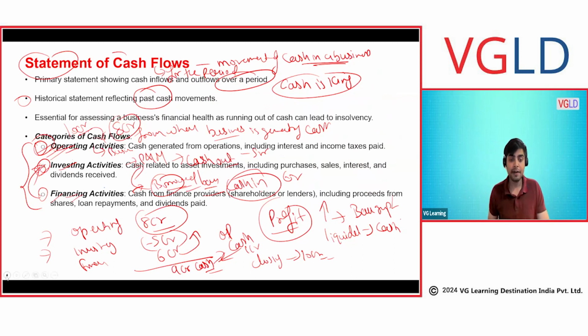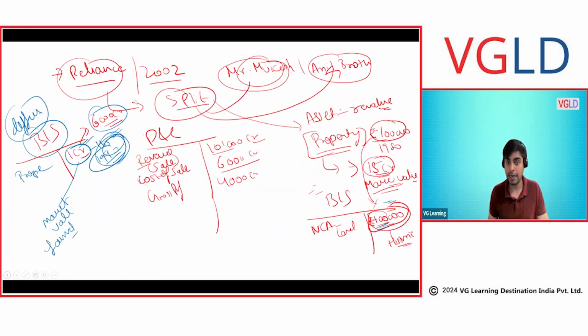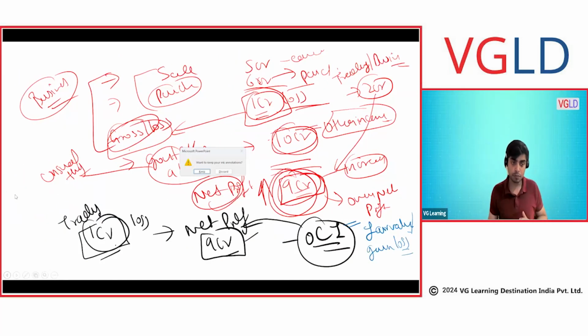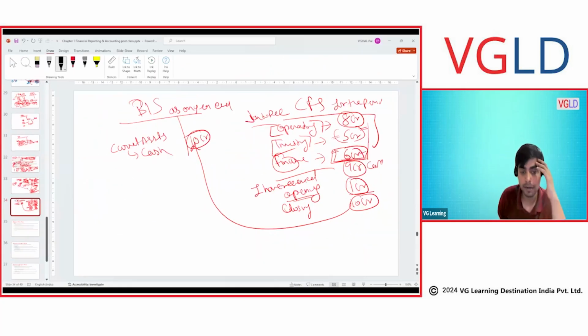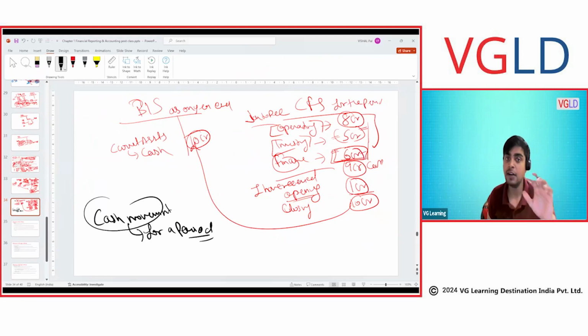Cash flow is different because the balance sheet is as on a date, while cash flow is for a period. When you see the cash movement, this is for a period. And the balance sheet only tells you how much assets you have. It doesn't tell you where these assets were brought from, or how much cash has circulated during the year.